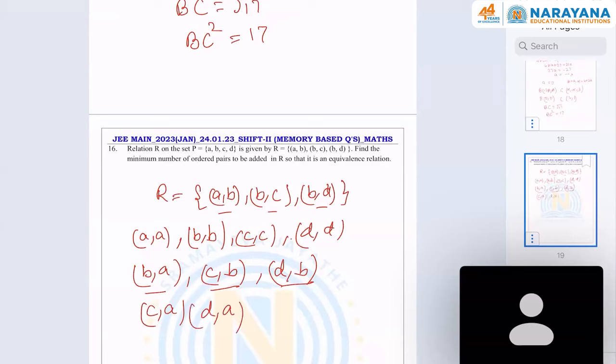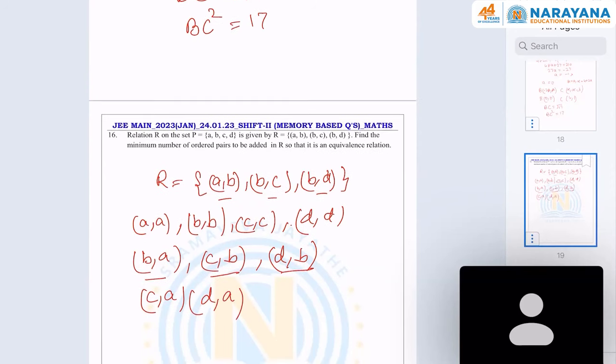CA, DA. But again, it must be symmetric. So CA, DA we are adding means we have to write A comma C and A comma D also. So here I'm making this symmetric. Again, I have to make this transitive also. So what are the elements I have to add? D comma A and A comma C means I have to add D comma C, and A comma D means I have to add C comma D.